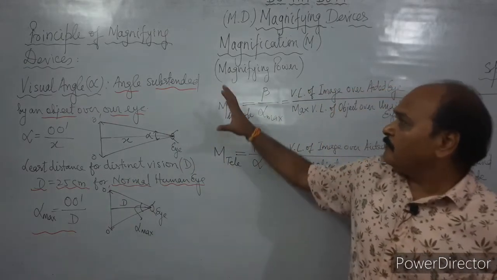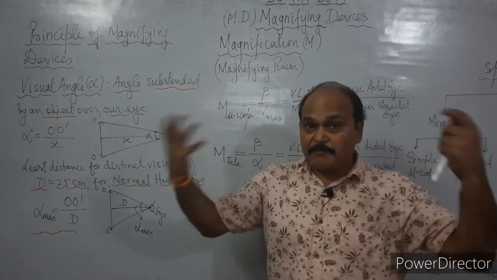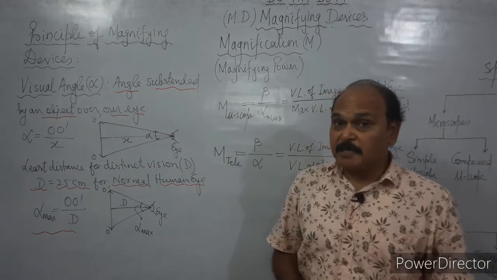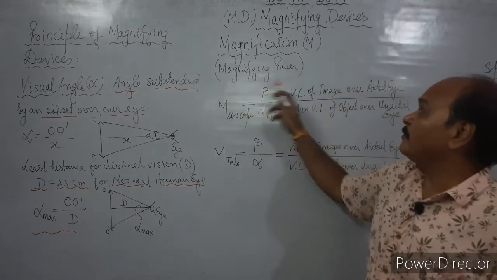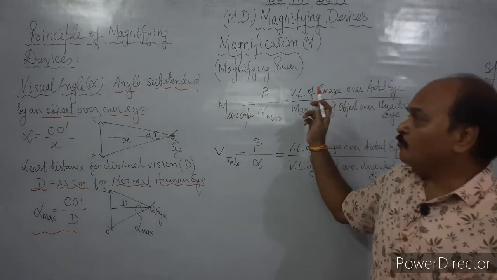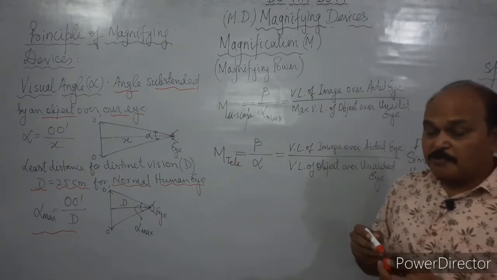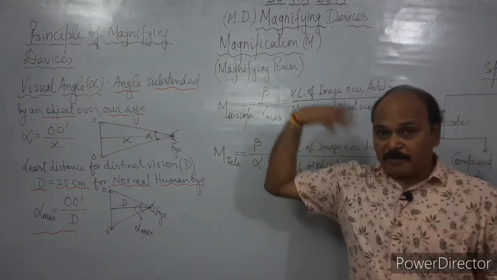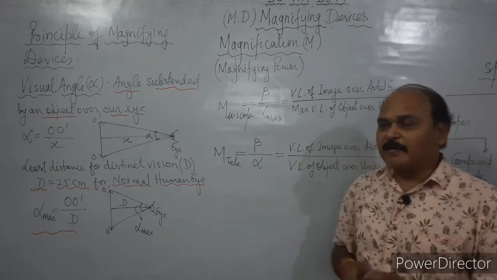Well, all magnifying devices increase this visual angle, and the factor by which this visual angle is increased is what is called magnification or magnifying power. So what is this magnifying power of microscope? Magnifying power of microscope is the ratio of two visual angles. One is the final visual angle, the other one is what? The initial.